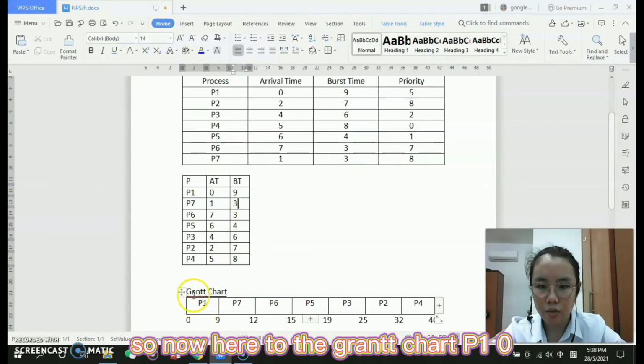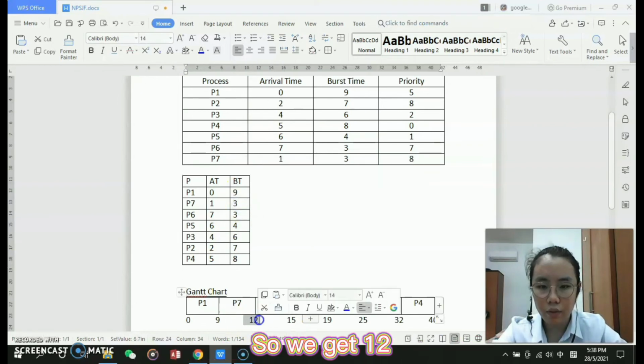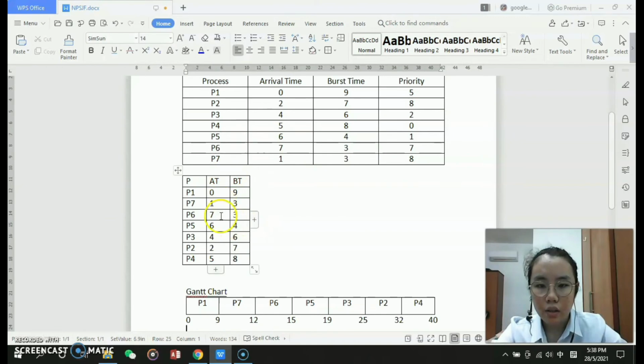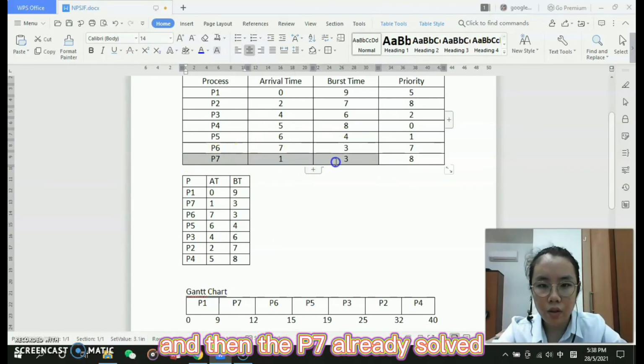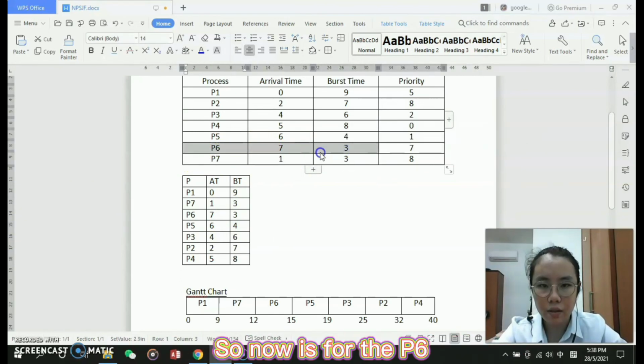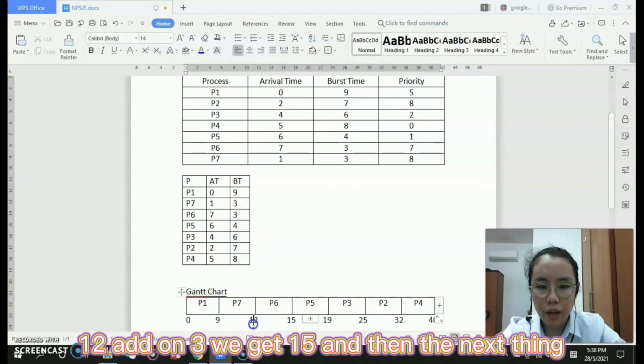Now to the Gantt chart. P1 starts from 0 to 9. Then we add 9 plus 3, so we get 12. The third one we choose is P6, because the burst time is the same, 3, and P7 is already solved. So P6, arrival time 7, burst time 3, and we add 12 plus 3, get 15.